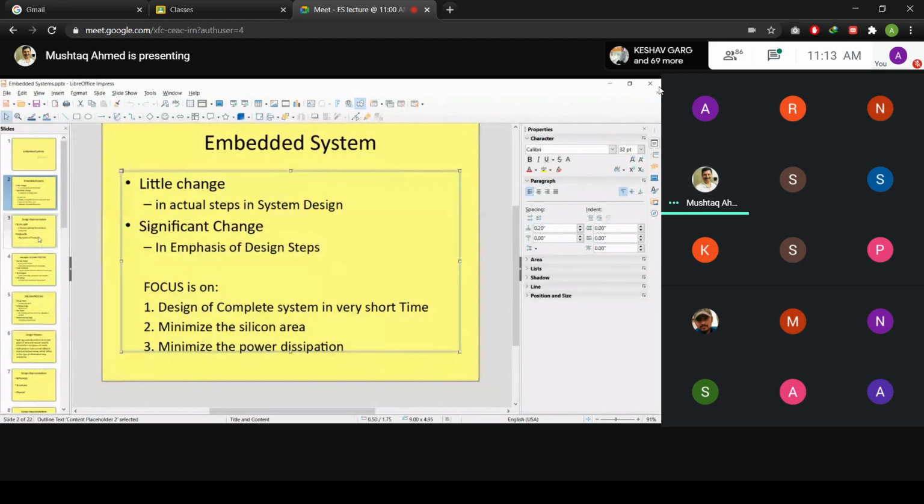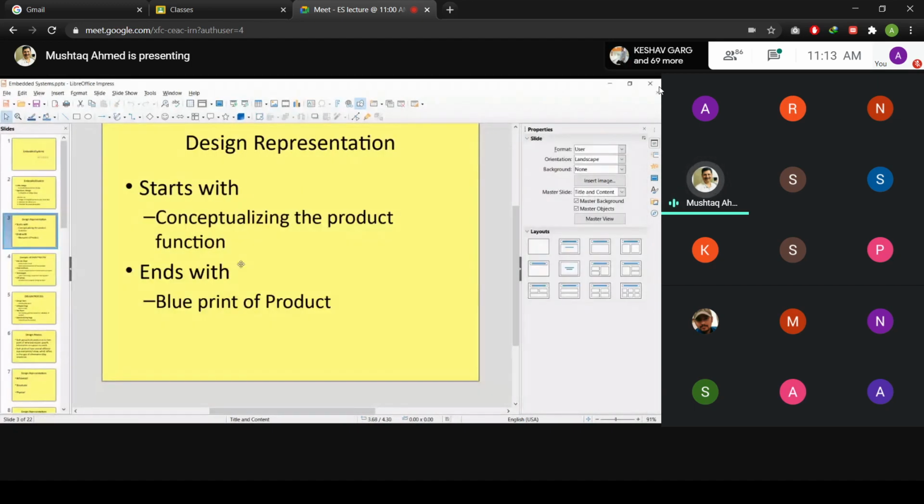Usually when we talk about design representation, first, what type of product function do we want to make? We need to conceptualize it, or keep in mind that this is the type of function I need and how it can be incorporated. It has to be a blueprint product that must be output using the programs currently available with us.